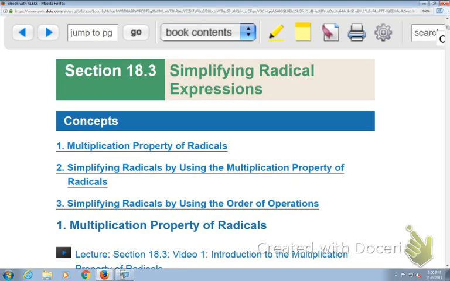So after being introduced to radical functions, section 18.3 talks about simplifying radical expressions. So what do we mean by simplifying? Well, we're going to develop a rule here.